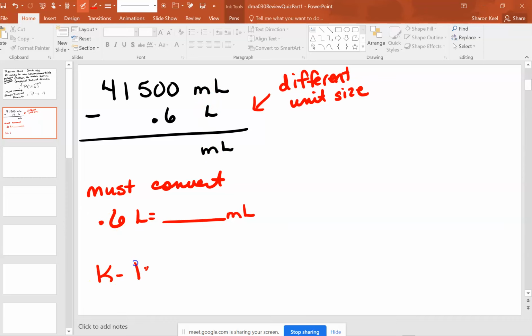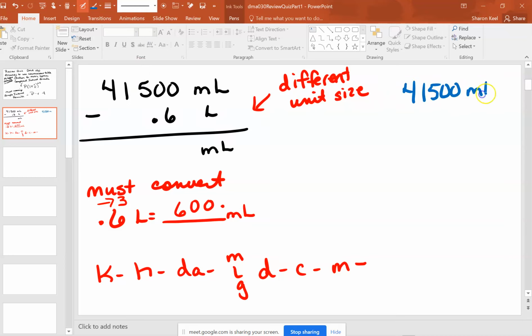What you would do is look at your prefixes. We're going to go from liter to milliliter. So if I start here at liter and I go to milliliter, I'm going right 1, 2, 3 places. Right 3 places. So if my decimal's here and I go right 1, 2, 3, it's going to become the number 600 milliliters.